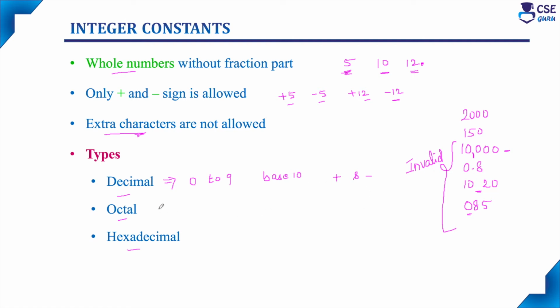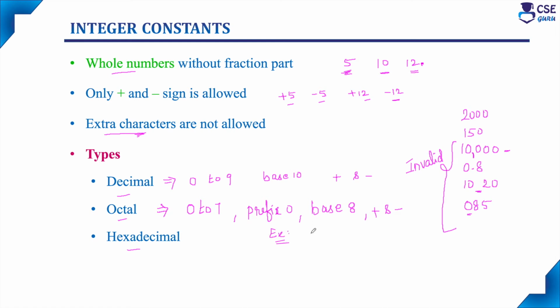Next, if you are considering octal constant. So, octal constant is nothing but the valid digits you can include from 0 to 7. This is an octal constant and prefix 0 we have to use in octal constant. This octal constant is otherwise called base 8 number. And here also no extra characters, and positive and negative sign is allowed. So, this is nothing but the octal constant.